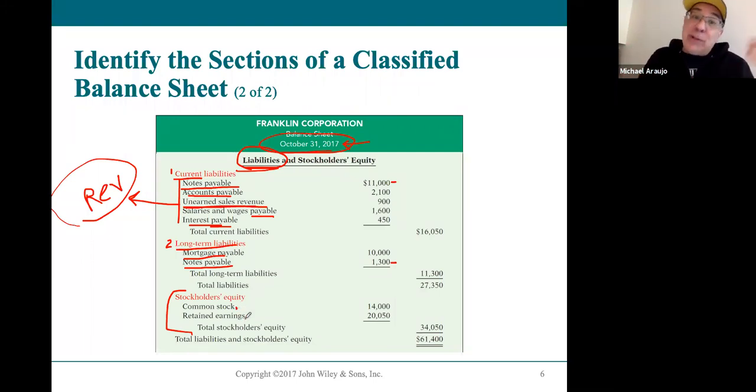Retained earnings, as you know from the retained earnings statement, the amount of the profit. Remember, who owns the profit?